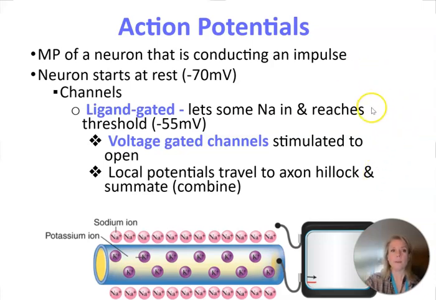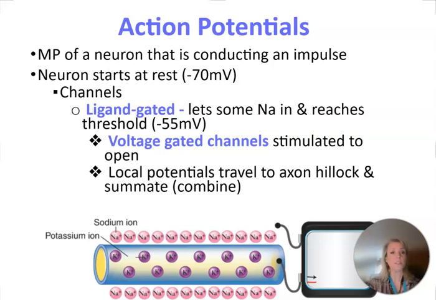The membrane potential of a neuron that is conducting an impulse is going to change as the action potential proceeds. Remember that a neuron at the hillock is going to start at rest, and the resting membrane potential is negative 70 millivolts, which means that the inside of the cell is negatively charged, and the difference in the charge is 70 millivolts between the outside and the inside.